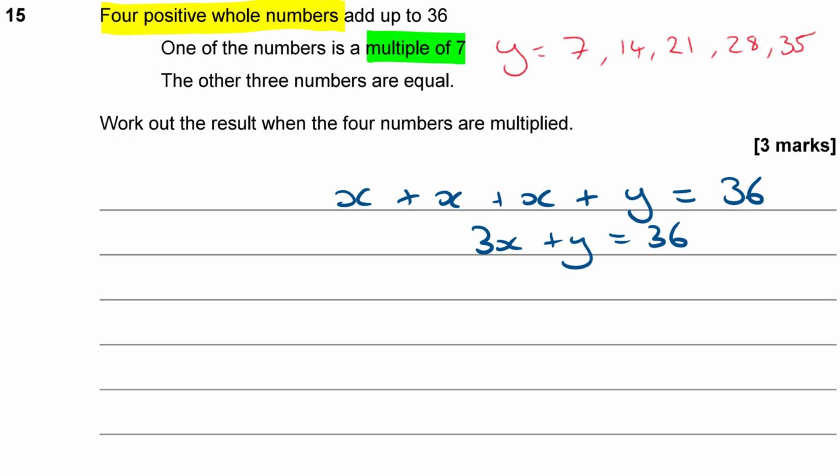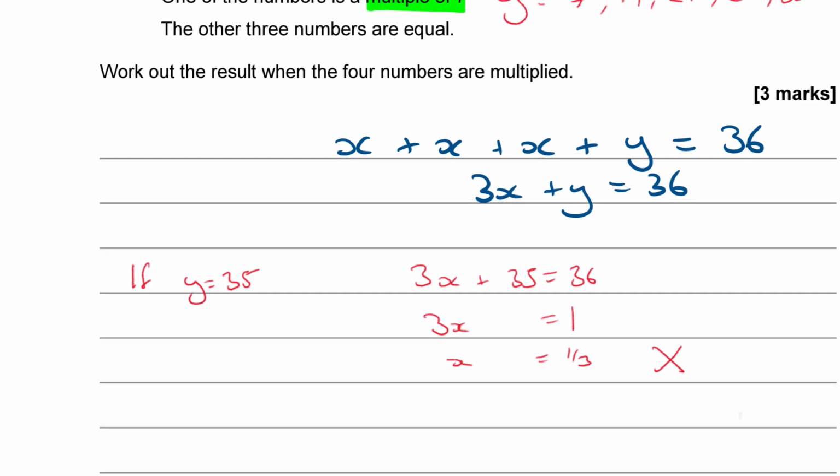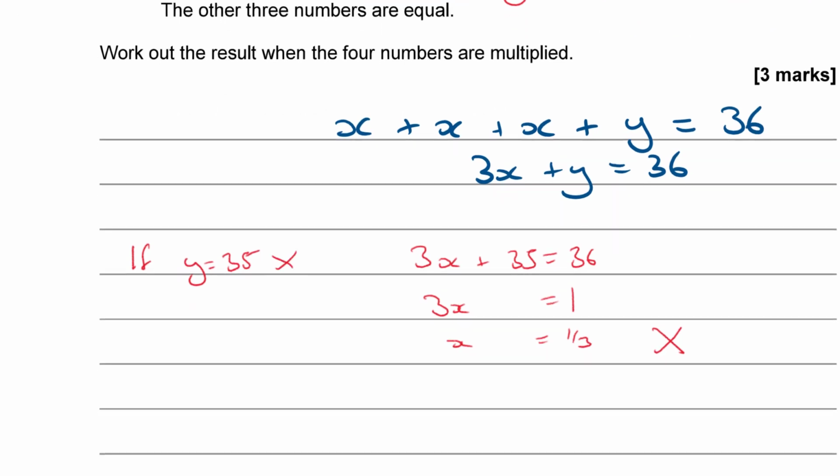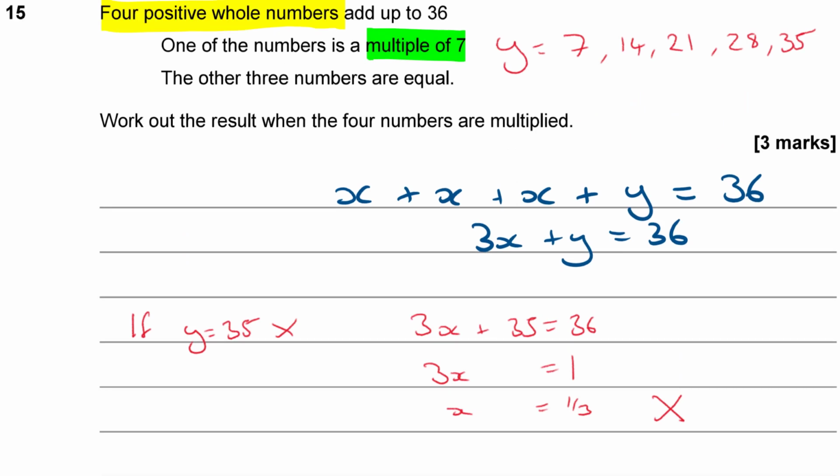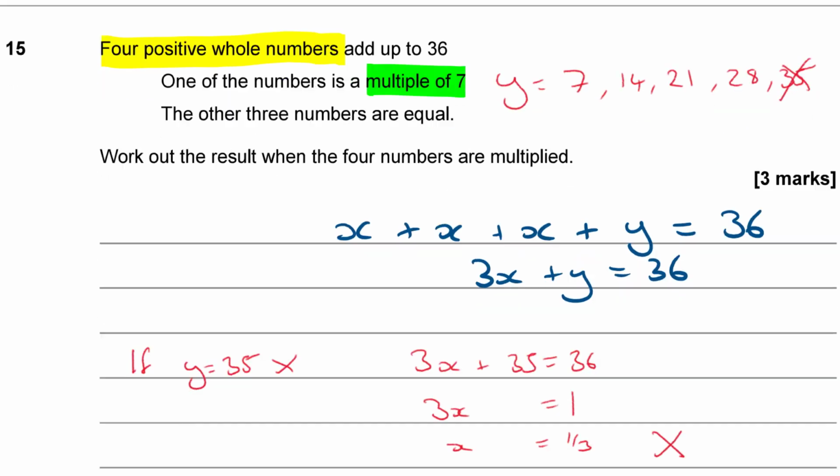So if y is 35, then 3x plus 35 is 36. Now the difference between 35 and 36 is 1, subtracting 35 from both sides. That would leave me with 3x is equal to 1. So x is equal to a third. Now we're told at the top that all the numbers are positive whole numbers. So that is not possible. So that's not a possible solution. So y cannot be 35. Okay, so let's try the next possibility. So it's not 35. What about 28?